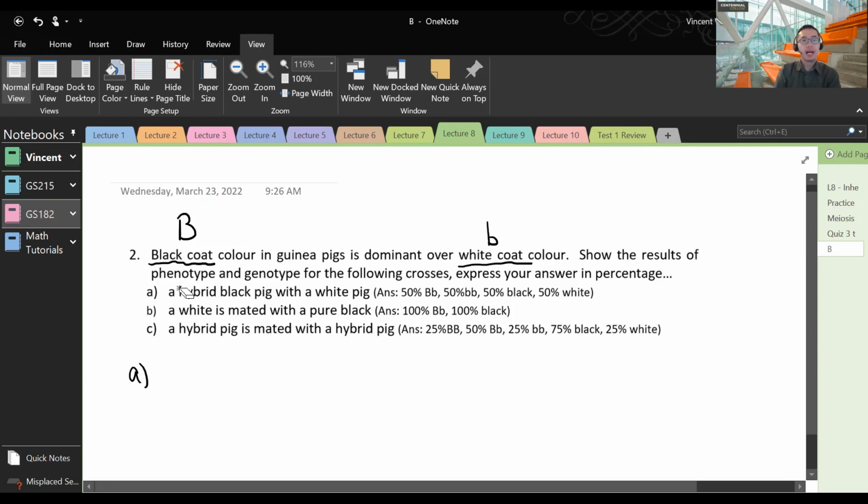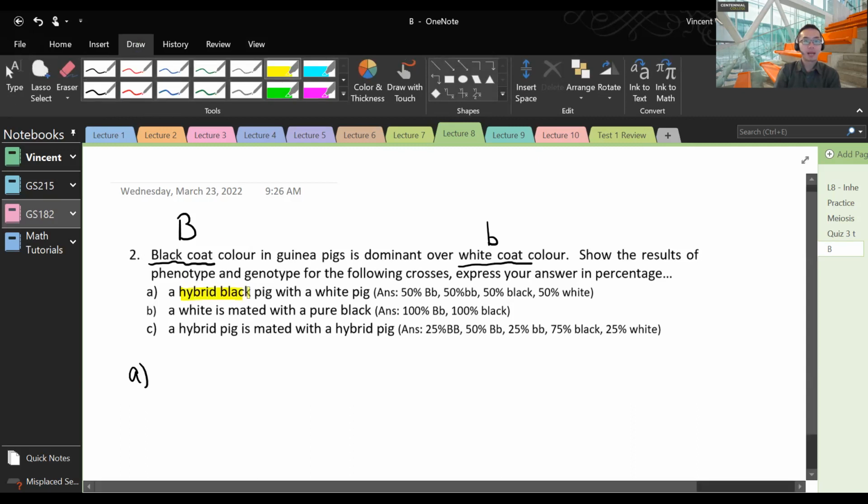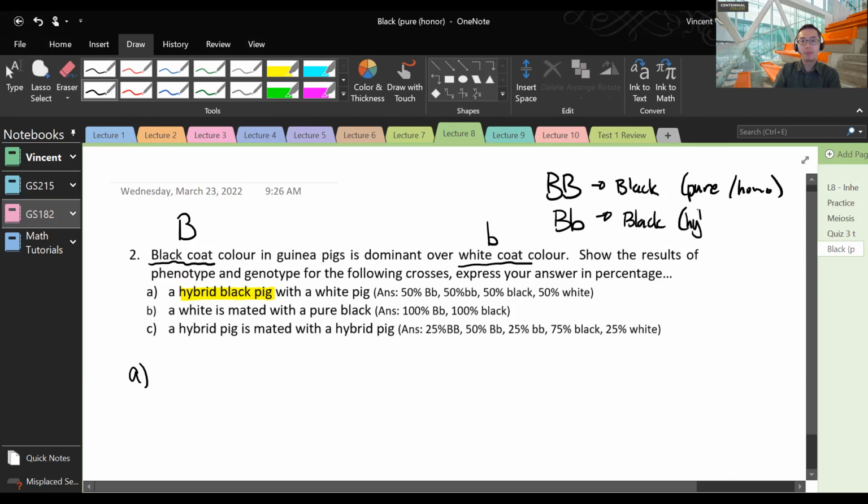So let's do A. A hybrid black pig. What is a hybrid black pig? Hybrid means different alleles. For it to be a black pig, it can either be big B, big B, or big B, small b. If it's big B, big B, it's black and it's pure, or homozygous. If it's big B, small b, then it is still black, and this is a hybrid, heterozygous, because the alleles are different.